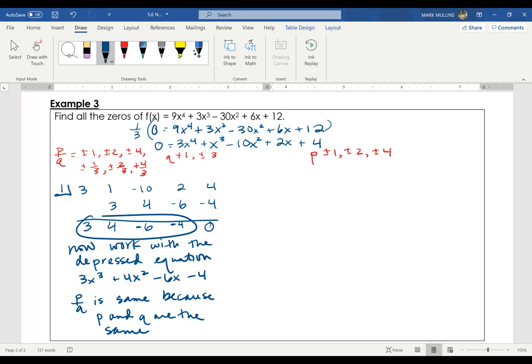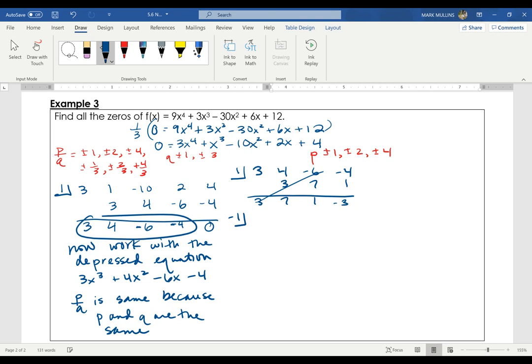So we need to try another value. I usually start with 1 again, because 1 gave me a 0. It doesn't mean that 1 couldn't be a solution twice. That would be a multiplicity, so I'm going to just try it again. And remember, we're using 3, 4, negative 6, negative 4 now. We're not going back to the original. So let's go ahead and check this. So that's not a solution, but notice I'm not erasing it. I'm just leaving it there.